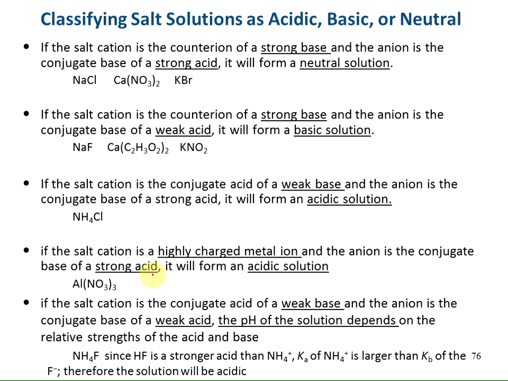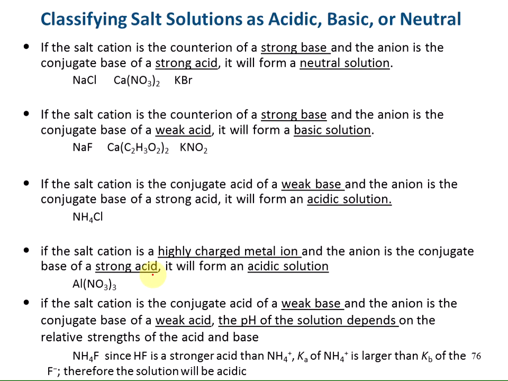So ammonium we consider is the conjugate acid of ammonia, which is a weak base, and the F- is the conjugate base of the weak acid HF. So since HF is a stronger acid than ammonium, the Ka of ammonium is larger than the Kb of the F-, therefore the solution will be acidic.